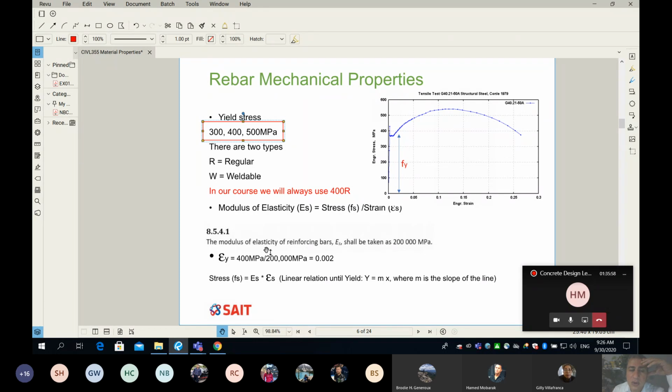And this comes from the code. You can see here is my clause from the code. It's clause 8.5.4.1, where it says the modulus of elasticity of the reinforcing rebar, E sub S, shall be taken as 200,000 MPa.